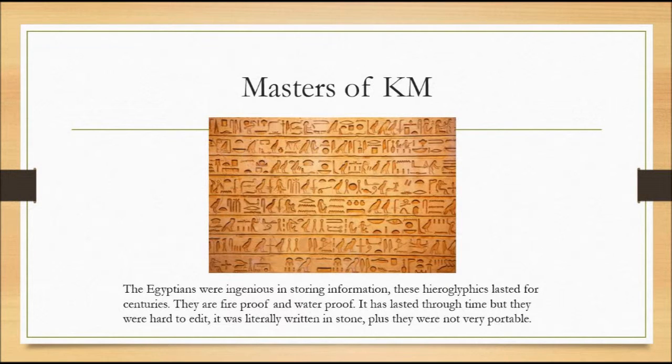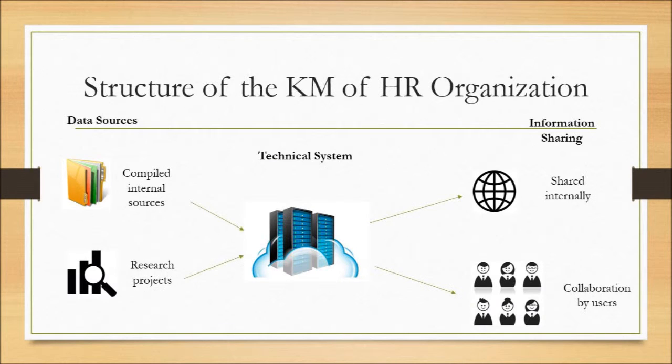Masters of KM. The Egyptians were ingenious in storing information. These hieroglyphics lasted for centuries. They are fireproof and waterproof. They have lasted through time, but they were hard to edit. It was literally written in stone. Plus, they weren't very portable. What good is information if we cannot access it?